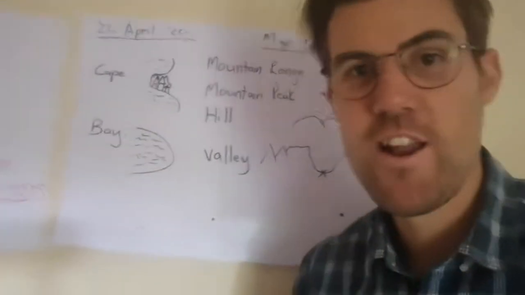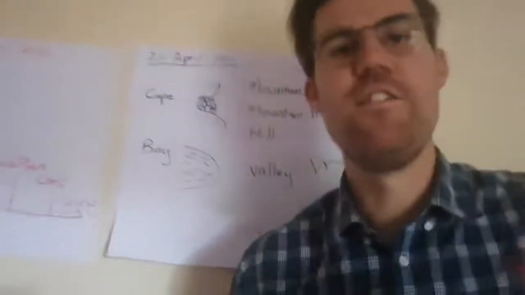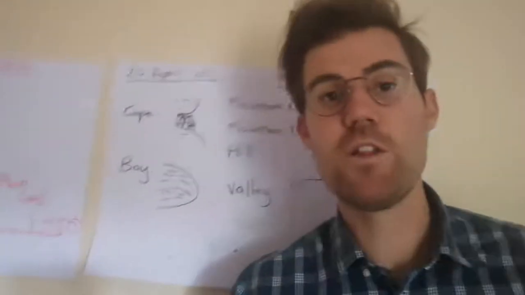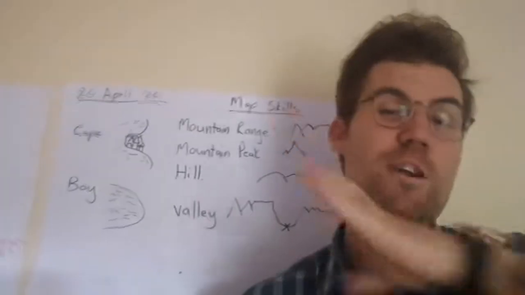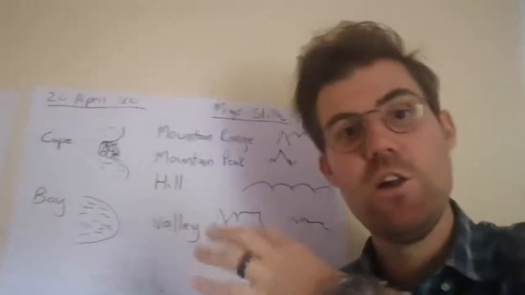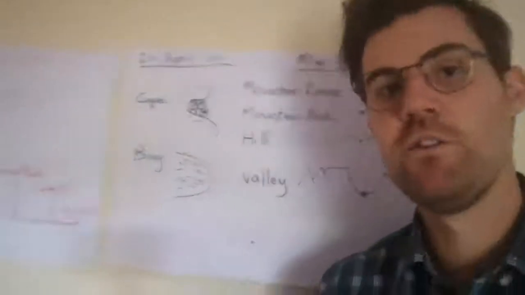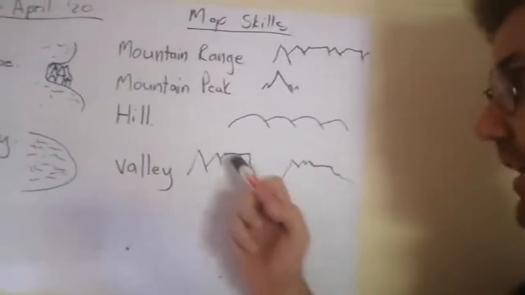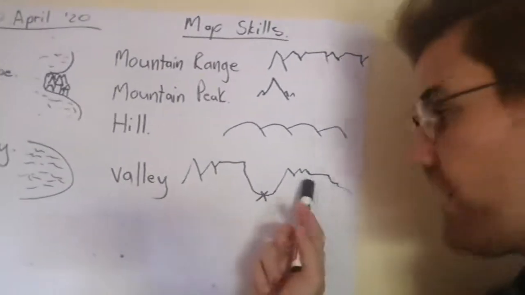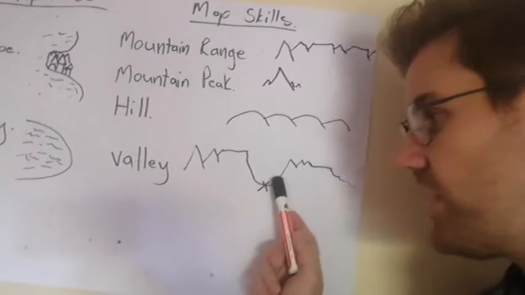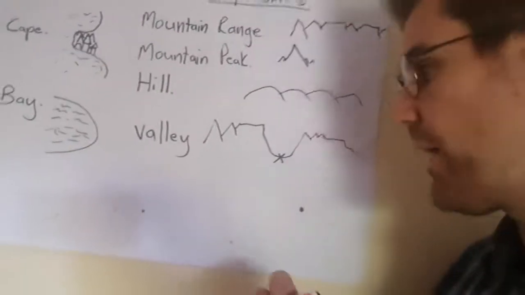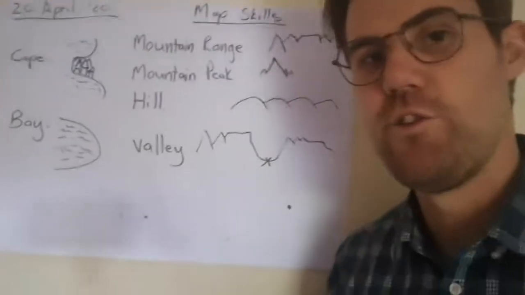And then the next one is a valley. A valley is a part that you get between two high parts, between a mountain and a hill, or two hills, or two mountains. If there's a mountain and a mountain next to each other, you'll see this low part here, it forms a valley. That's where you find the valley in between the two of those.